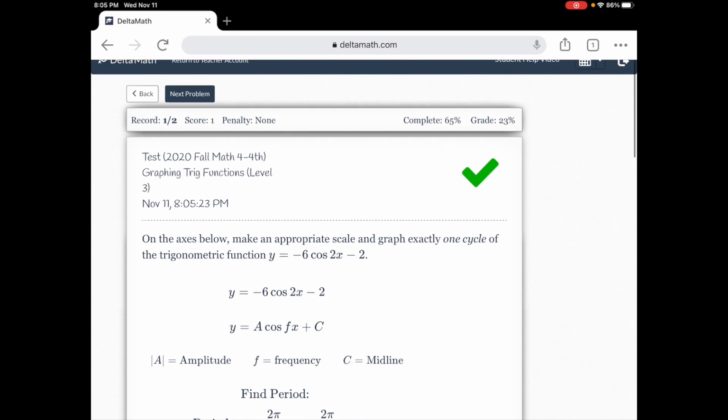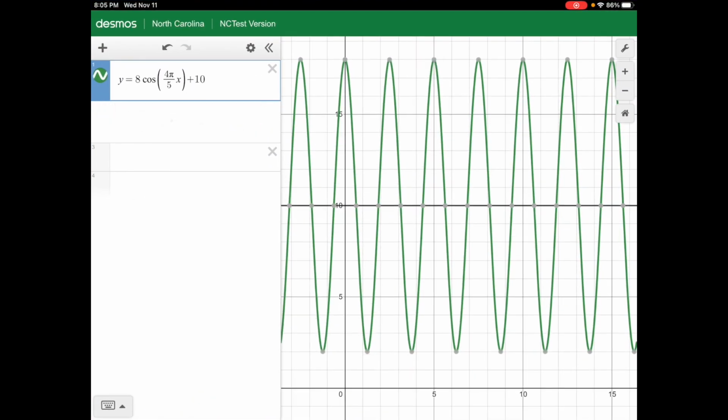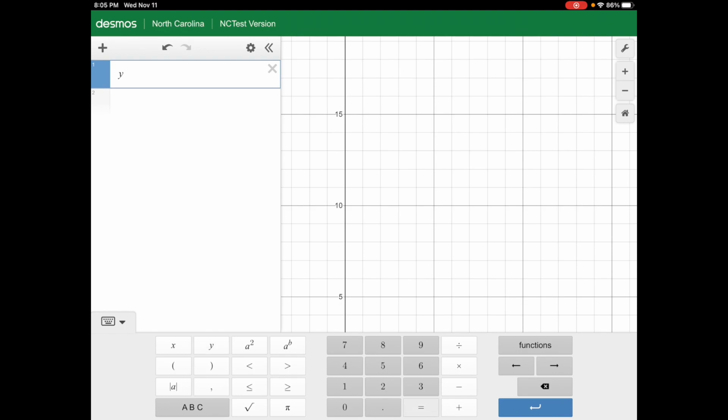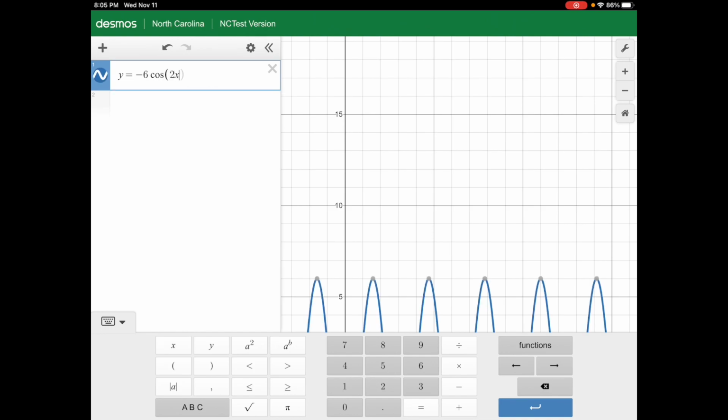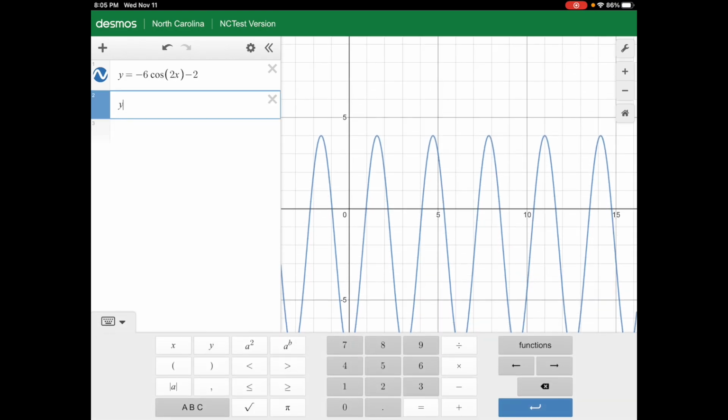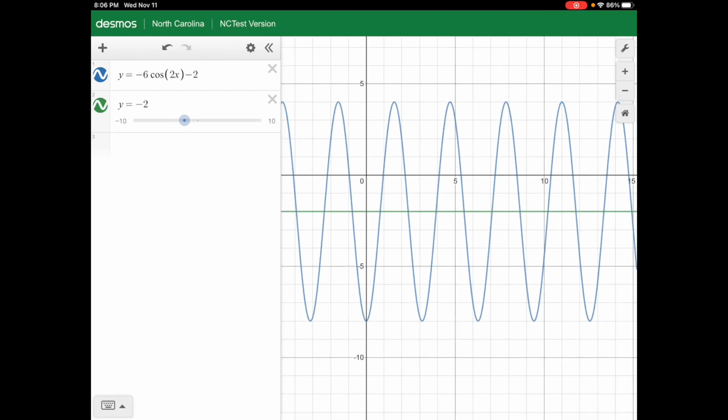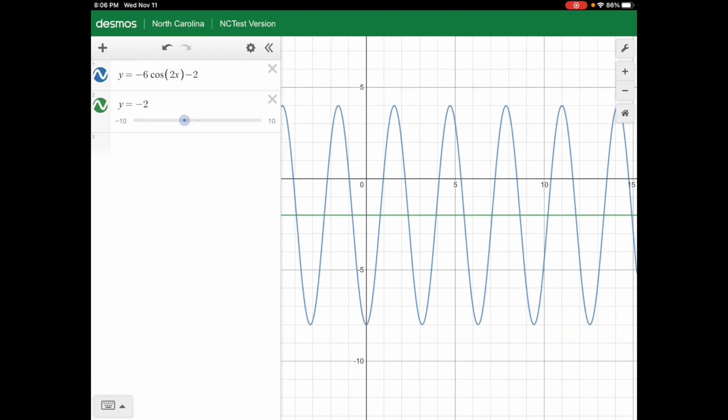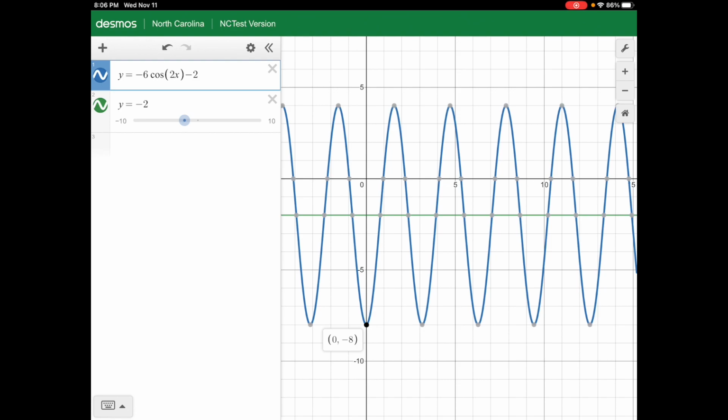Again, you could have put this into Desmos, and you would have seen that it did that flip over. So y equals -6 cosine of 2x minus 2. So we said the midline was at -2. All right, and we can see that it did do that flip. So we started down here at -8. Okay, we went back up to -2. We went all the way up to 4, back down to -2, and then we came back to a full cycle at pi, which is exactly what we found our period as.